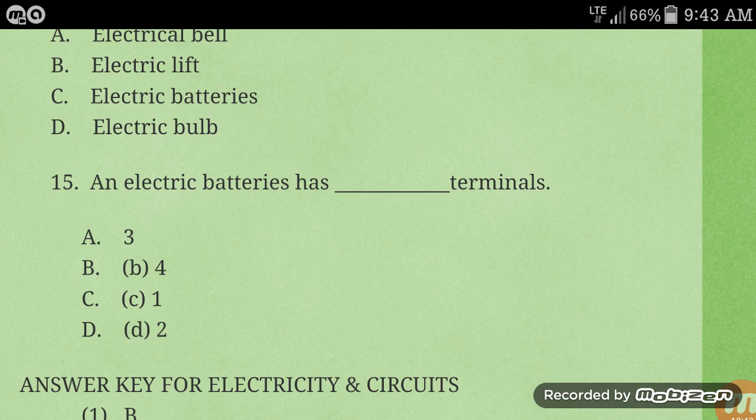Next one, last number. An electric battery has blank terminals. How many terminals does an electric battery have? It's letter D, 2. Okay, there you go.